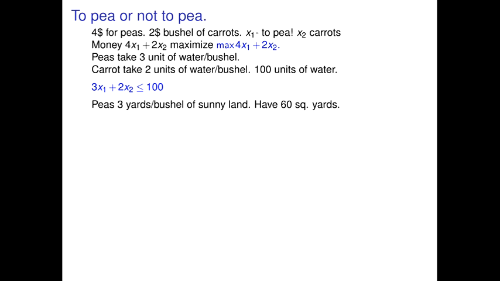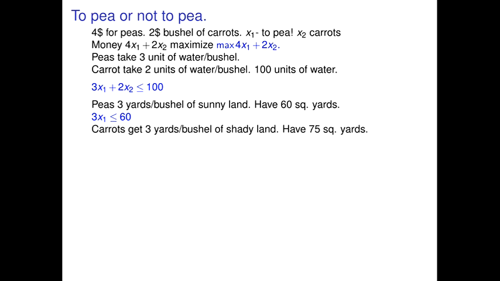Now, we have the sunny land that they use 3 yards per bushel for. So 3 times X1, which is the amount of peas, should be less than the amount of sunny land you have, which is 60 yards. And the carrots get 3 yards per bushel of shady land, and you have 75 square yards of shady land. So you see you're coding up these resource constraints as these inequalities.